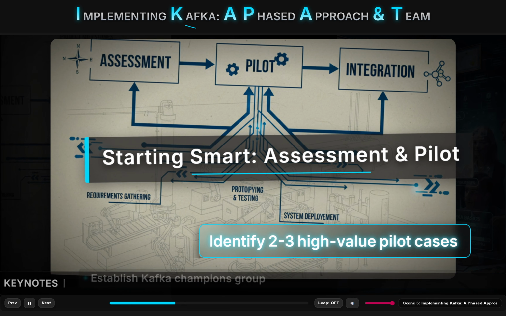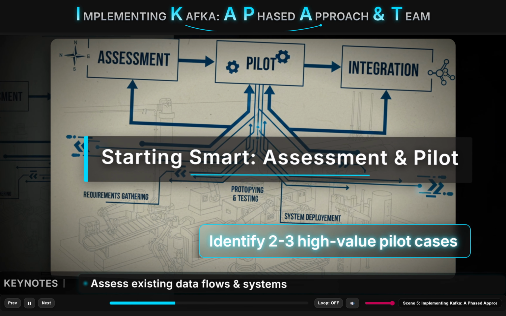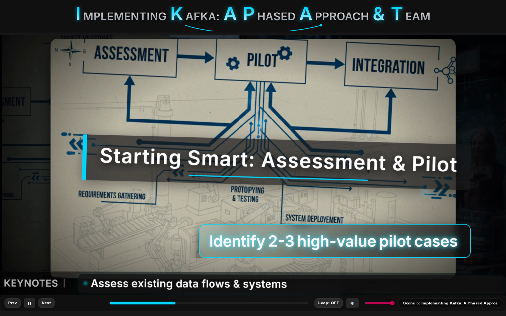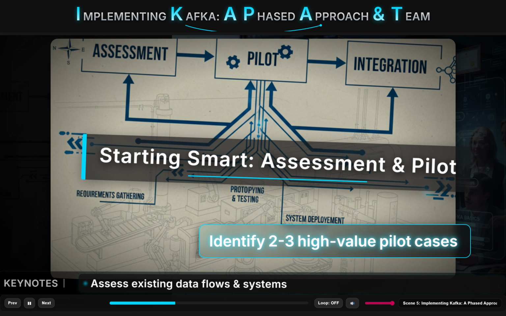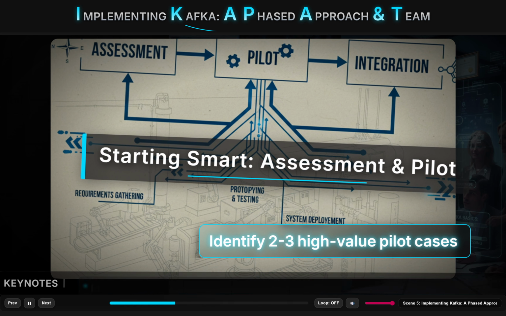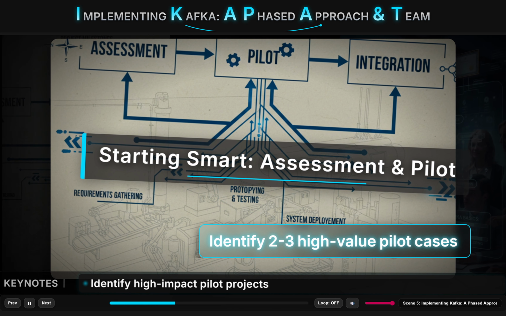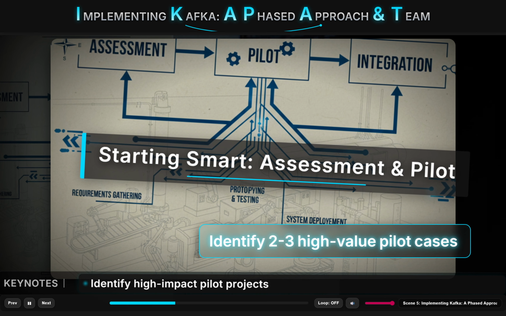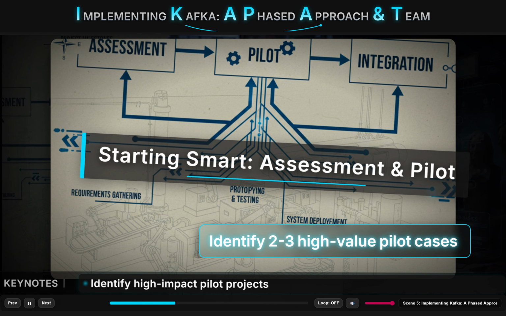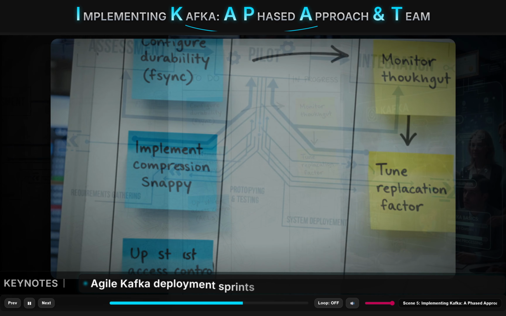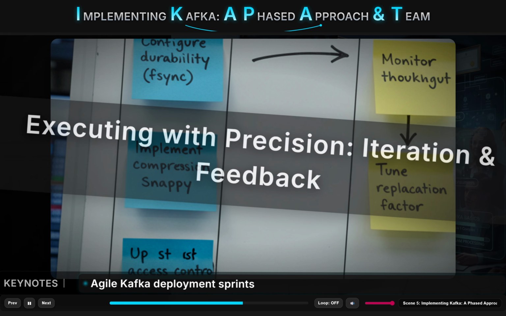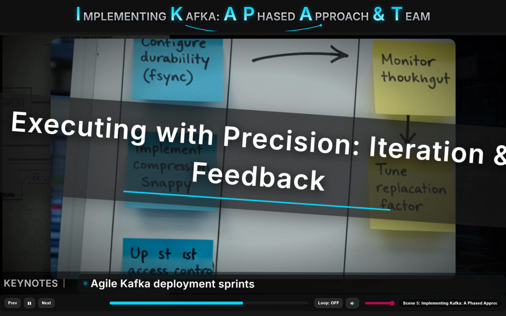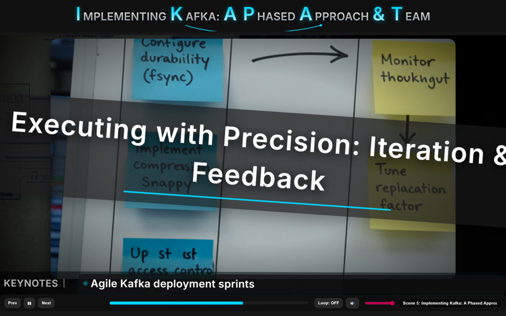They'll be our early adopters, our internal advocates, and the ones who truly understand the why behind this transformation. Once we have our assessment, the real work of implementation begins, but it doesn't have to be a big bang. We embrace agile deployment sprints for Kafka, integrating it incrementally. You might be thinking, this sounds like more operational overhead. And you'd be right, if not managed carefully. That's why prioritizing rock-solid configurations for data durability isn't optional.